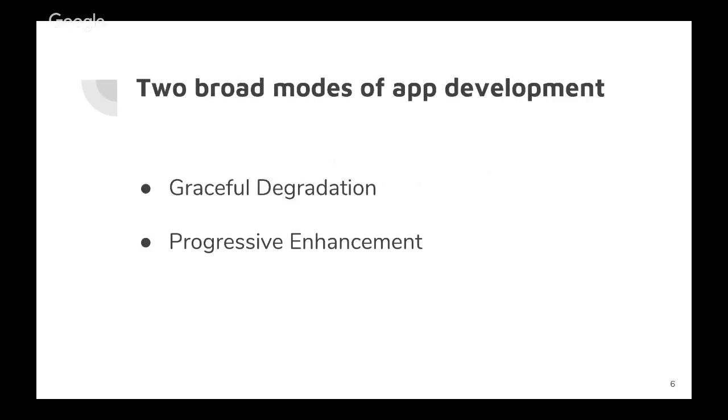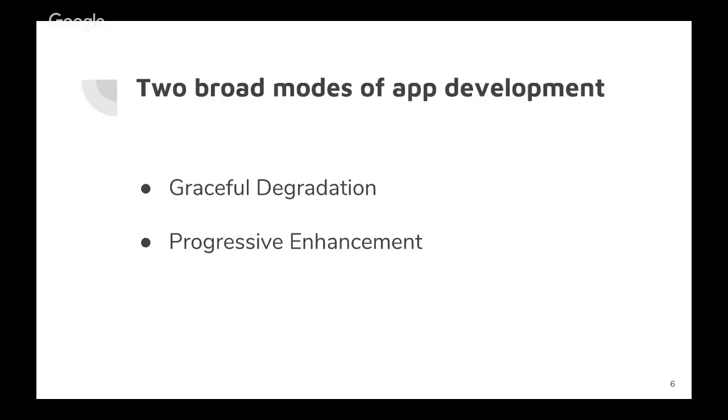Now, again, back to the complete application development, there are two broad modes of developing these applications. One is graceful degradation, and another one is progressive enhancement. Graceful degradation is a top to bottom approach, and progressive enhancement is a bottom up approach. The difference between these two lies in the assumptions that we make during the time of application development. The end goal is all the same, that we need to deliver what the user is asking for.